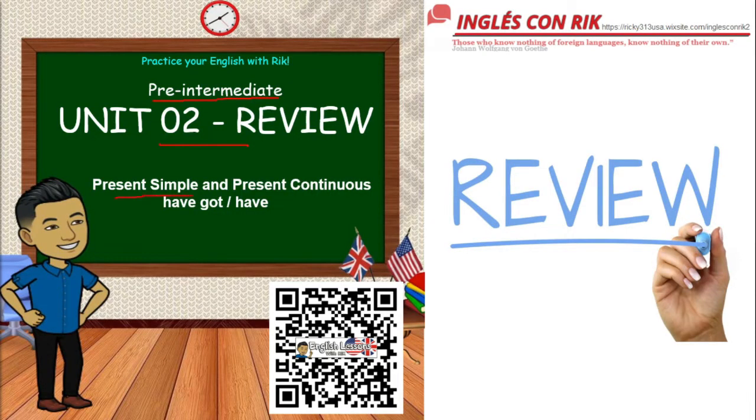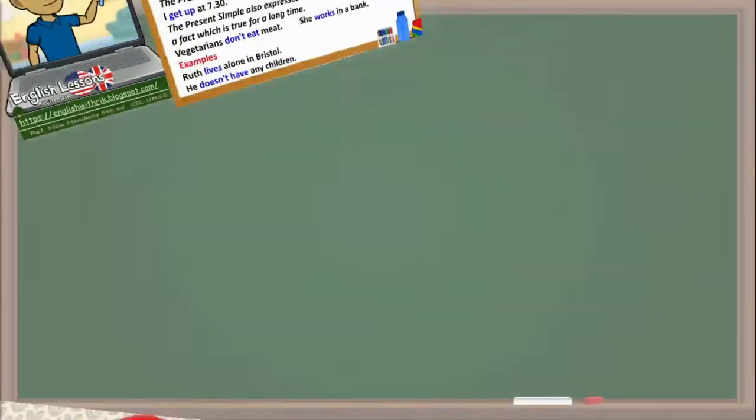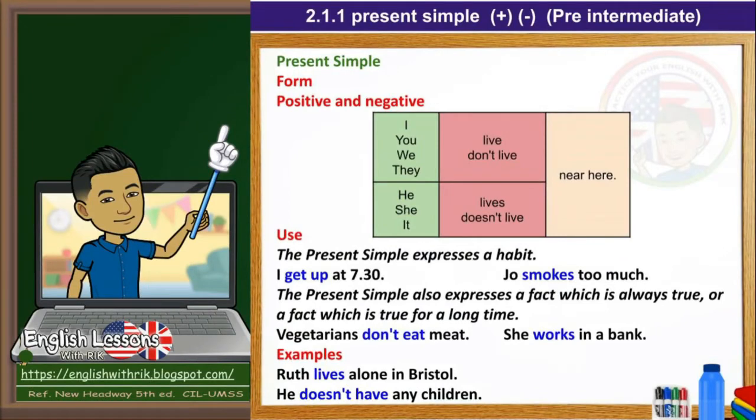Present simple and present continuous. Have got and have. Present simple. Form. Positive and negative. I live near here.